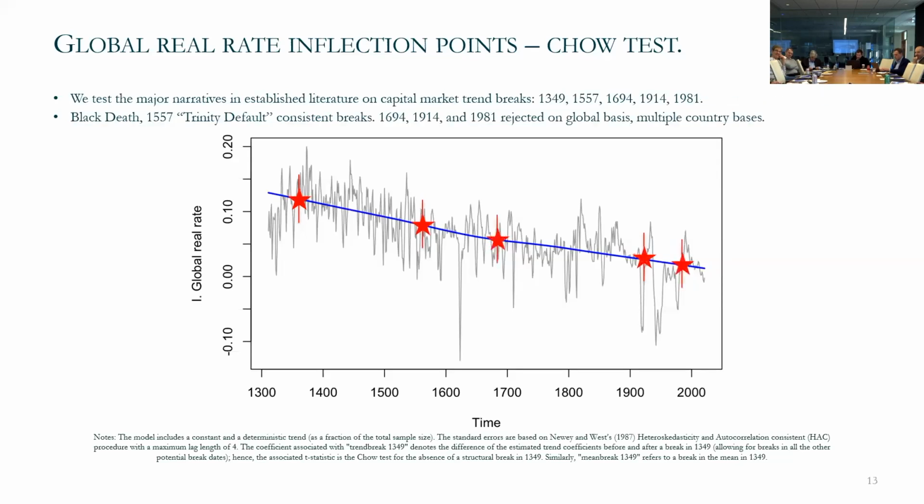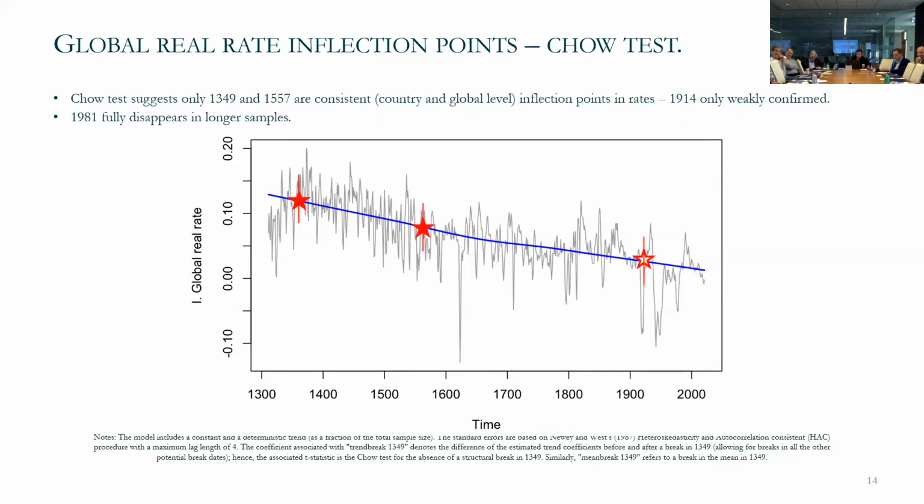So what do we see? Let's compare these two. When we do our break tests, the only two consistent positive breaks that we can identify are 1349 and 1557.